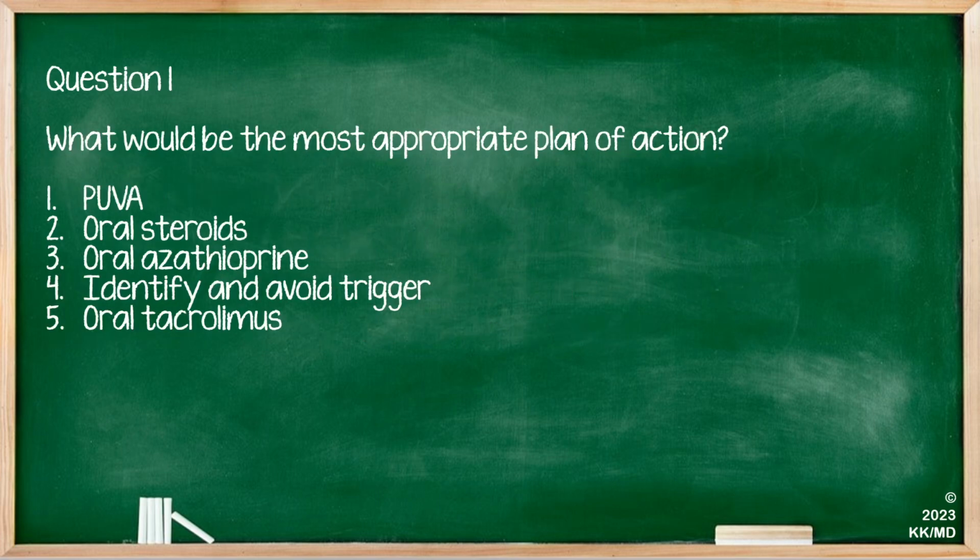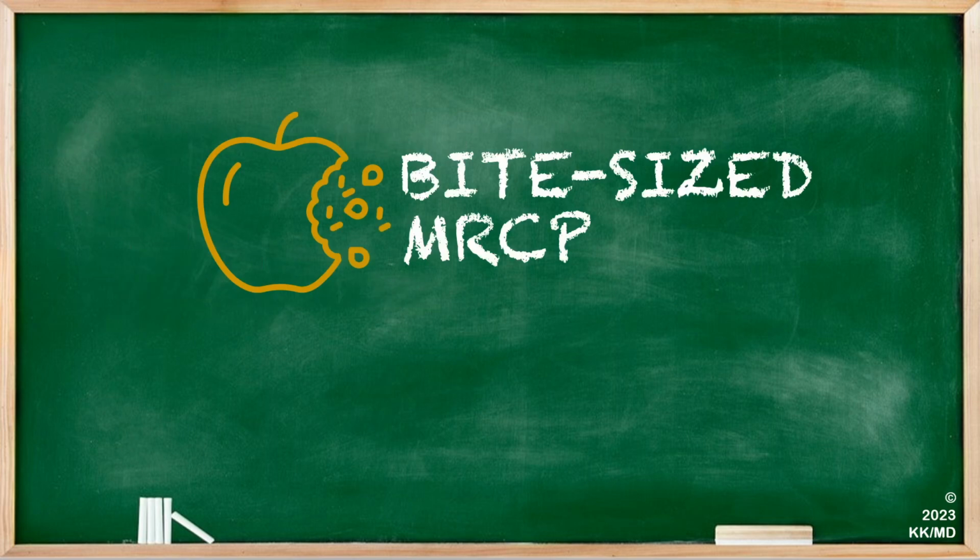The options are 1. PUVA, 2. Oral steroids, 3. Oral azathioprine, 4. Identify and avoid trigger, 5. Oral tacrolimus. And as you guys recall, this is quite clearly describing a case of irritant contact dermatitis. And if you remember from our talk earlier, the correct option is option 4, which is to identify and avoid the trigger.